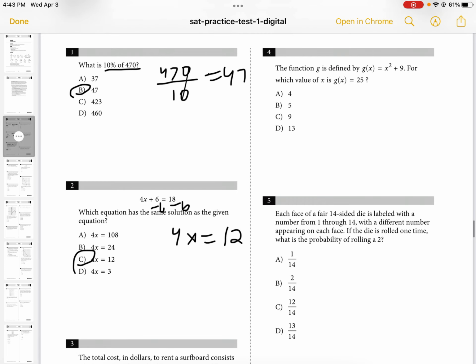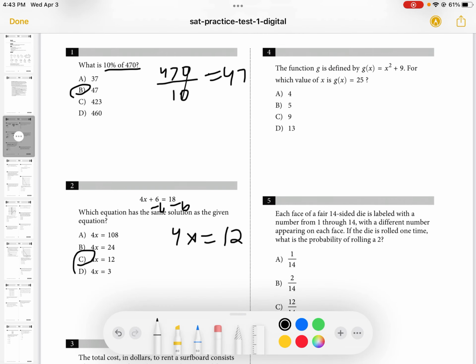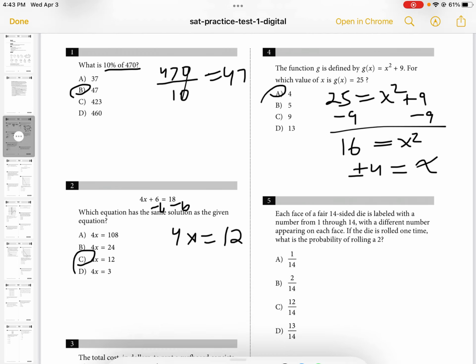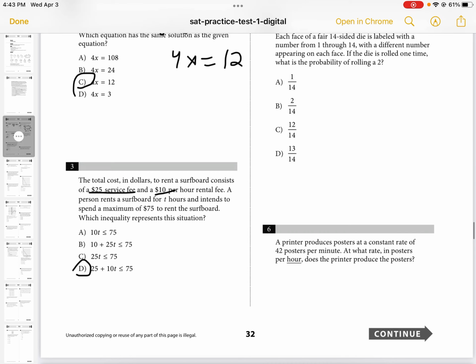Number 4. The function g is defined by g of x equals x squared plus 9. For which value of x is g of x 25? Okay, so we have 25 equals x squared plus 9. Subtract 9, 16 equals x squared, so plus or minus 4 equals x. We only have 4 here, so that has to be the answer. Alright.